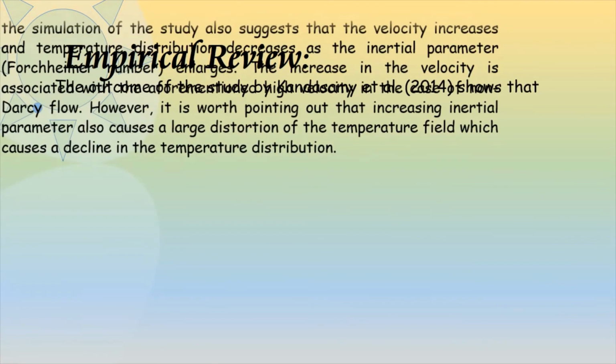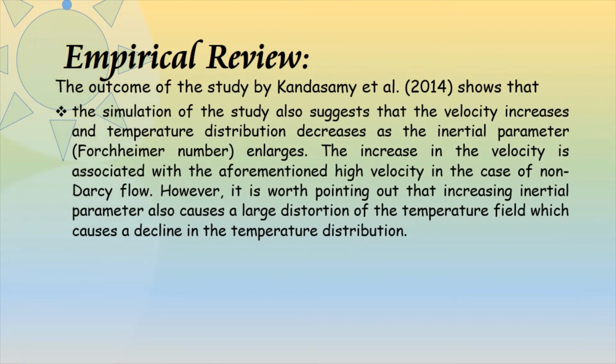The simulation of the study also suggests that the velocity increases and temperature distribution decreases as the inertial parameter enlarges. The increase in the velocity is associated with the aforementioned high velocity in the case of non-Darcy flow. However, it is worth pointing out that increasing inertial parameter also causes a large distortion of the temperature field, which causes a decline in the temperature distribution.